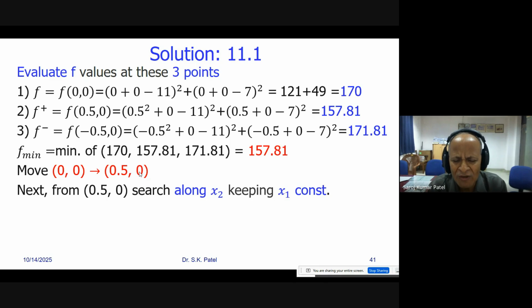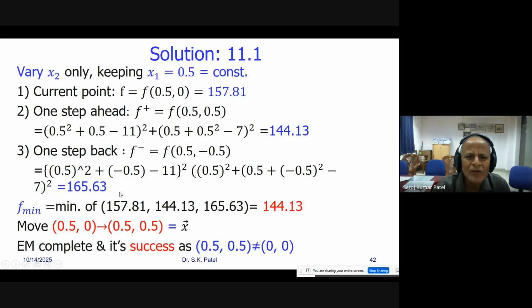So now we will search in the x2 direction. That means we will now vary only x2, keeping x1 constant. And what is x1 now? x1 is 0.5. So x1, we keep it constant at 0.5 and we change x2. One forward, one backward. So from 0, we will take one step ahead, 0 plus 0.5, one step back, 0 minus 0.5. So this is the 3 point.